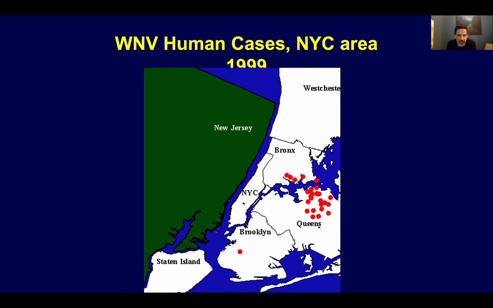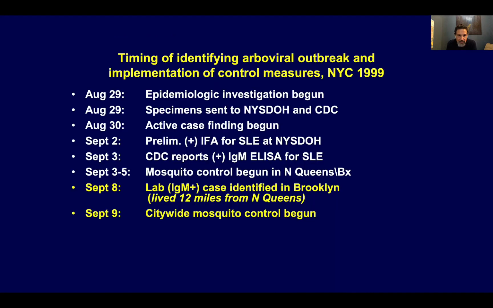So this map shows the human cases, and on September 8th, after mosquito control had really begun in northern Queens and the Bronx, we learned of a confirmed case in Brooklyn that was really 12 miles from the larger cluster in northern Queens and the South Bronx, which indicated that spread was happening in a wider geographic area than had originally been appreciated. And this prompted the city to expand mosquito control efforts outside of that initial geographic area where the cluster was found to go full on spraying citywide.